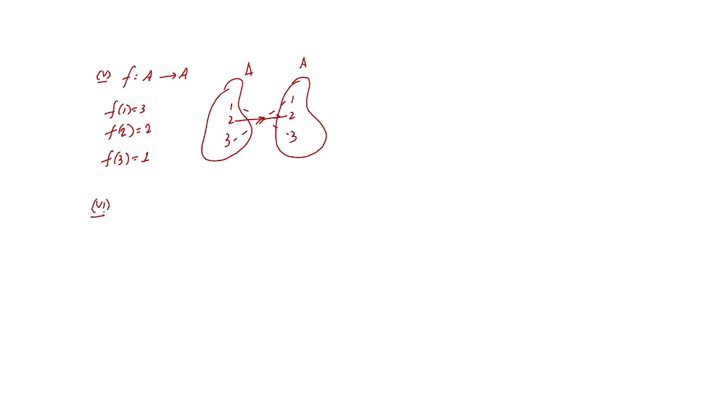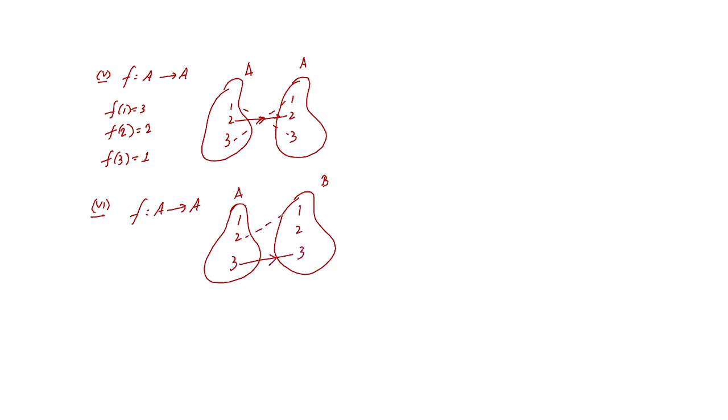Now we come to the sixth, from A to A. This is A and this is your A. 1, 2, 3 and 1, 2, 3. So 3 goes to 3. Now interchange these two. That means f of 1 goes to 2, f of 2 goes to 1, and f of 3 goes to 3. So these are the 6 bijective mappings from the set A to the set A, again itself.